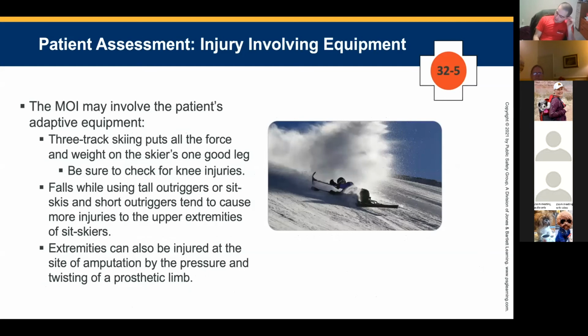All right. We want to go ahead and assess the mechanism of injury, as the MOI can involve the patient's adaptive equipment. So a 3-track ski puts all the force and weight on the skier's one good leg. So we want to make sure that we check that knee for injury. Falls using tall outriggers or sit skis or short outriggers tend to cause more injuries to the upper extremities of sit skiers. And extremities can also be injured at the site of amputation by the pressure and twisting of a prosthetic limb.